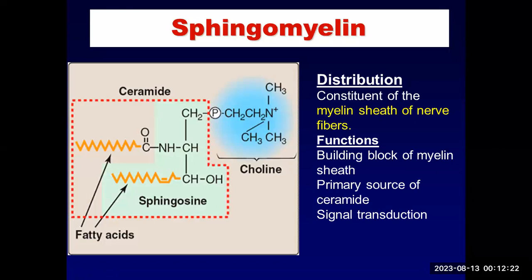They are the building block of the myelin sheath, the primary source of ceramide and signal transduction. Recall again, ceramide is the one in which fatty acids are attached to sphingosine, just like phosphatidic acid, in which the fatty acid and the phosphoric acid are attached to glycerol, which is the parent compound of all the glycophospholipids, and ceramide is the parent compound of all the sphingophospholipids.